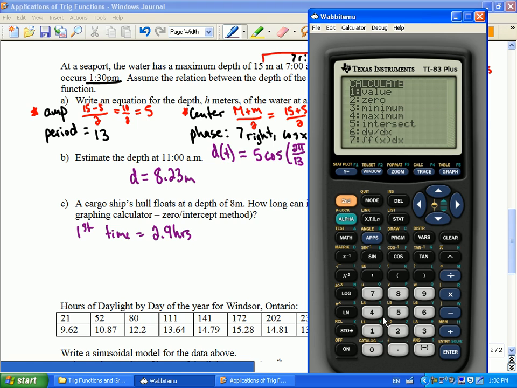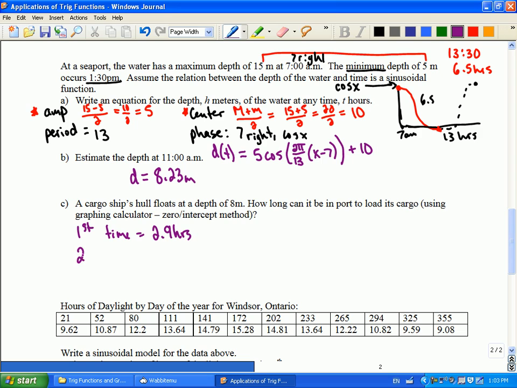Okay, so calculate intersection. So first curve and the second curve. And then I'll put it on a good guess. So what is it? That time is 11.1 hours. The next time when it hits the 8 meter.